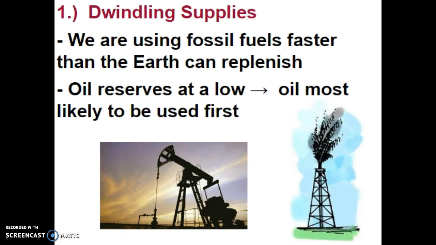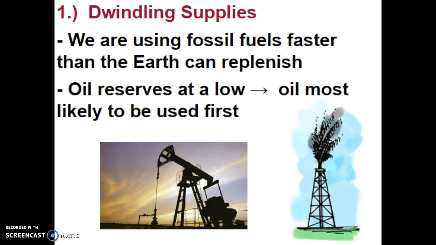The problem with fossil fuels is that they are a non-renewable resource. We are using the fossil fuels faster than the Earth can replenish them. Because the fossil fuels are from the remains of ancient plants and animals, it takes a very long time for the Earth to create those fossil fuels from the remains of those organisms. It's not something that can happen in 100 years or 200 years. It takes hundreds of thousands, if not millions of years for the Earth to make fossil fuels out of the remains of plants and animals.